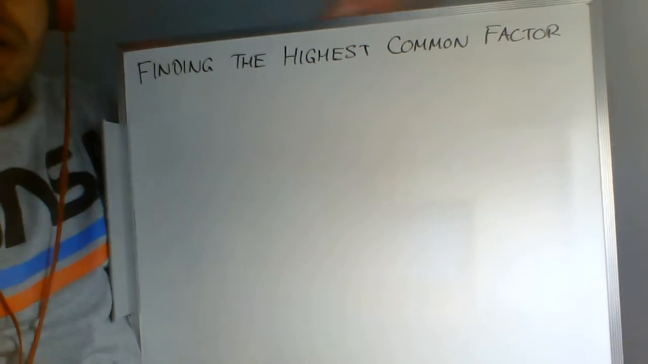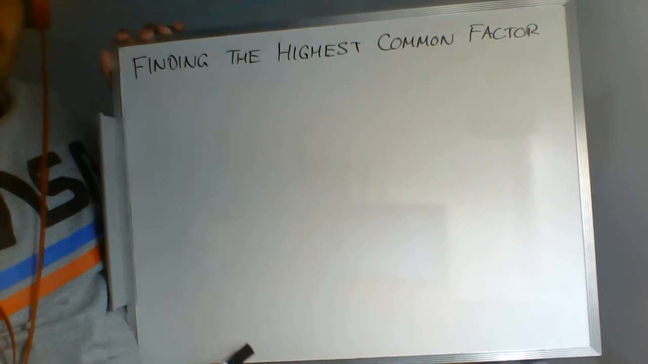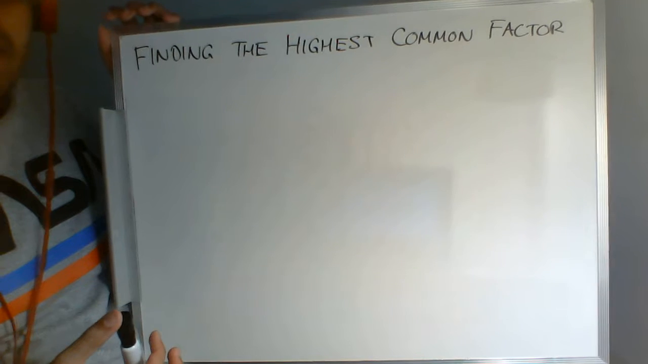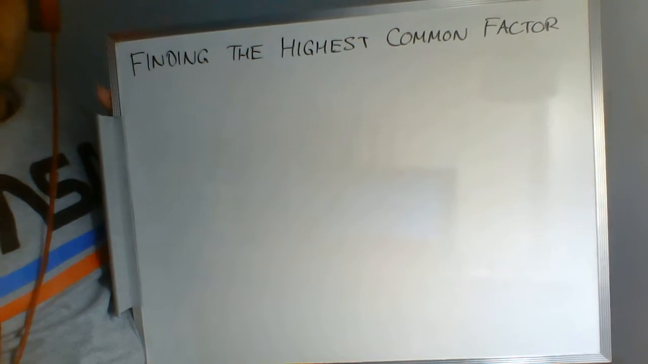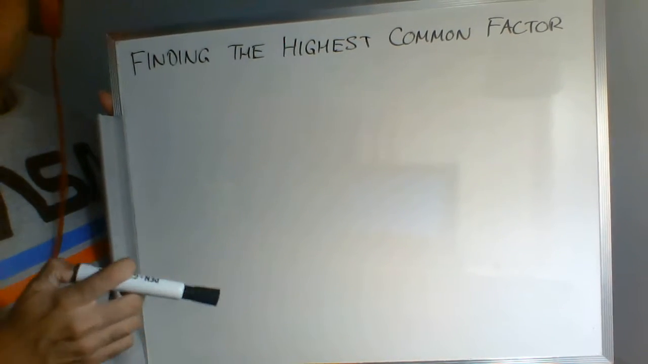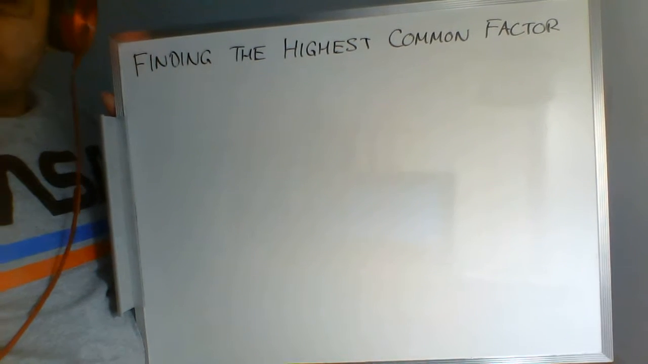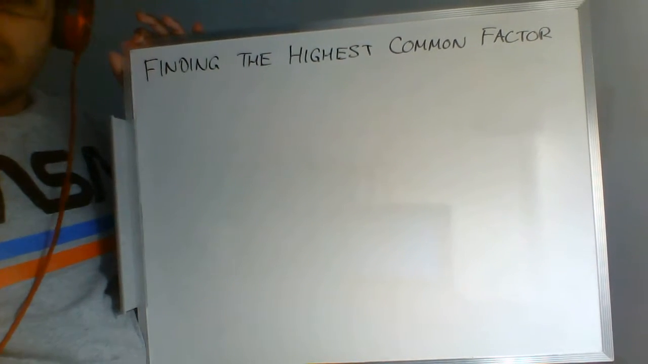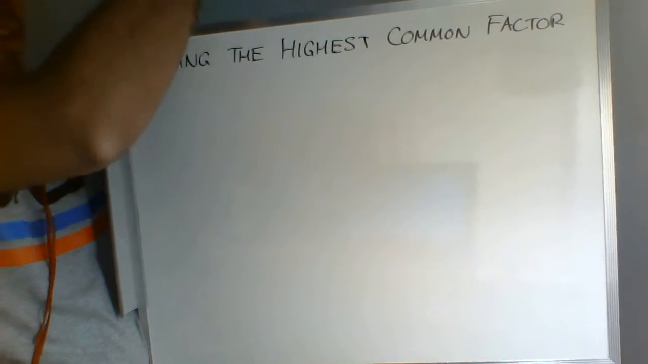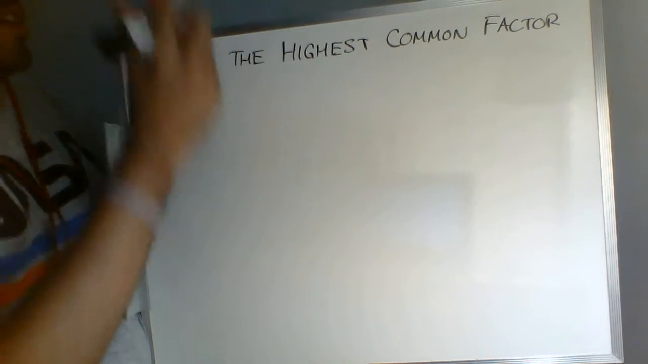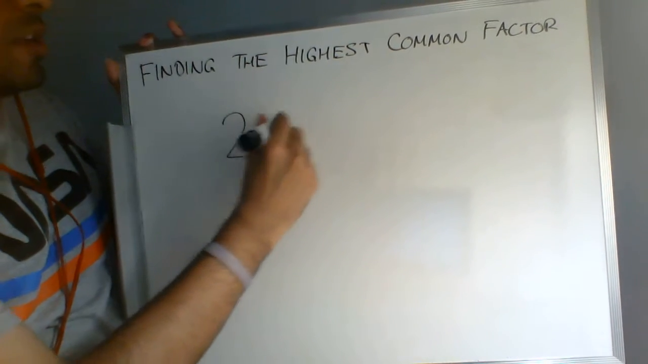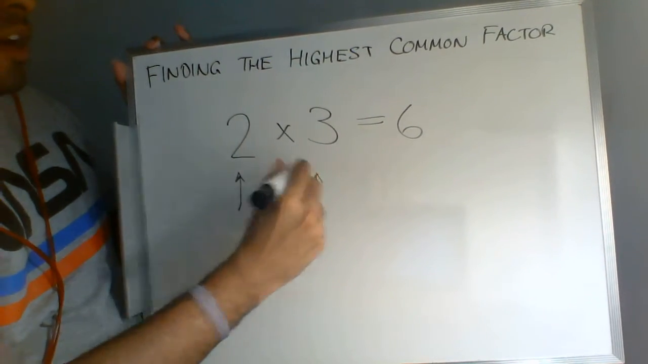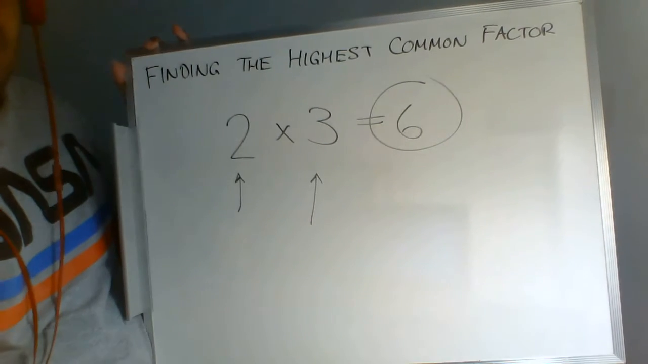Now hopefully you have a pretty solid idea now of what factors are. So we're going to move right along into actually finding common factors between two numbers. But yeah, so just to review from last time, factors are numbers that are multiplied together to give us a larger number, as long as we're talking about positive integers, right? So if we've got like 2 times 3 equals 6, then we get that 2 and 3 are both factors of 6.